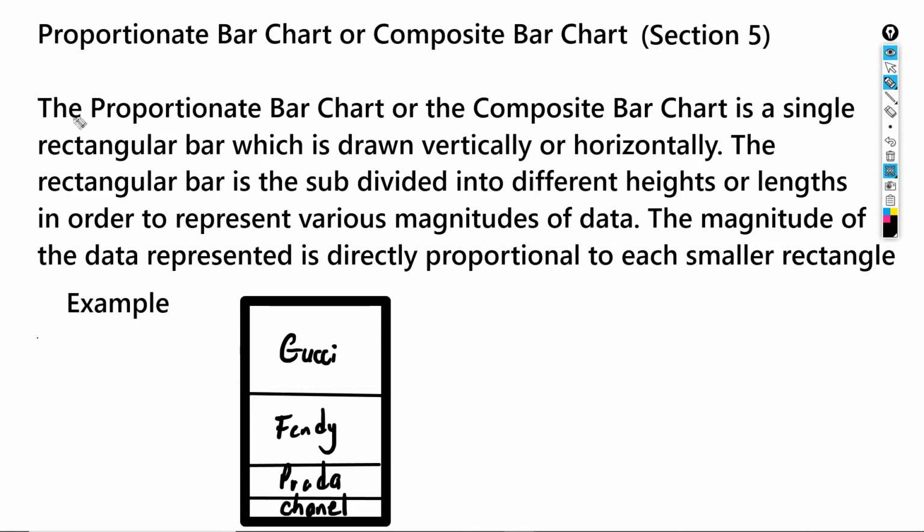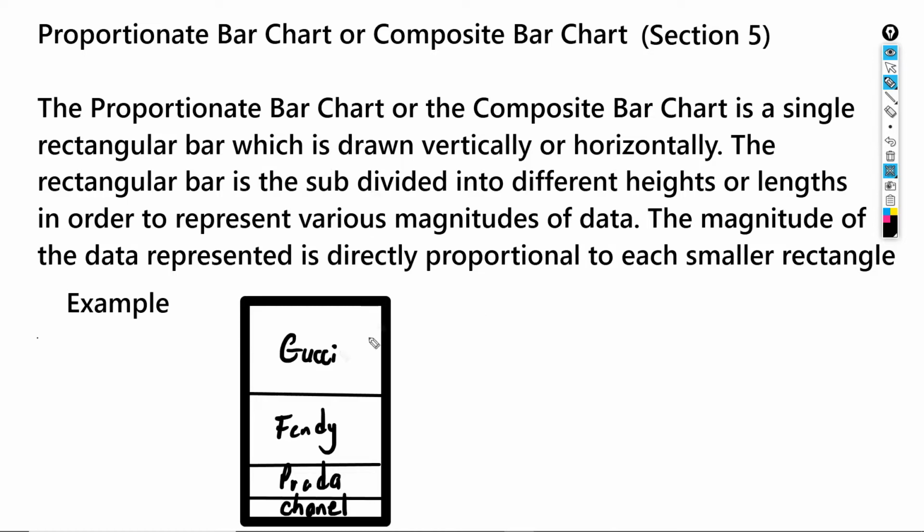Today we're going to be looking at proportionate bar charts, or composite bar charts. The proportionate bar chart is simply a rectangular bar which is drawn vertically or horizontally. The rectangular bar is subdivided into different heights or lengths in order to represent various magnitudes of data. The magnitude of data represented is directly proportional to each smaller rectangle. All right, so let's look at an example here, guys.